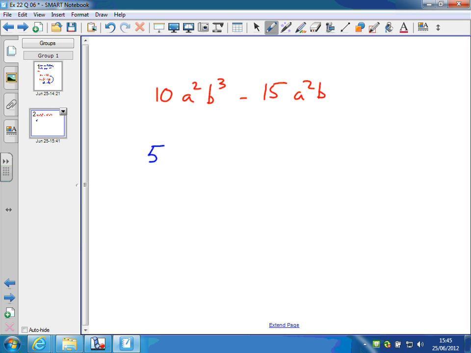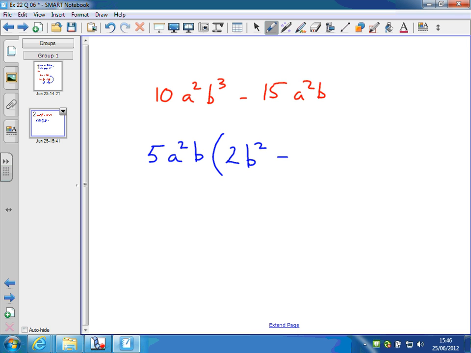Now here, a squared occurs in both terms, so I can in fact take out a squared because that's common to both. And only one b there, because there might be b cubed in the first term, but there's only b in the second term, so b. Now, what have I got to times 5a squared b by to get back to the first term? 2, because 5 times 2 is 10. a squared is okay, a squared is there. What have I got to times b by to get back to b cubed? b squared.